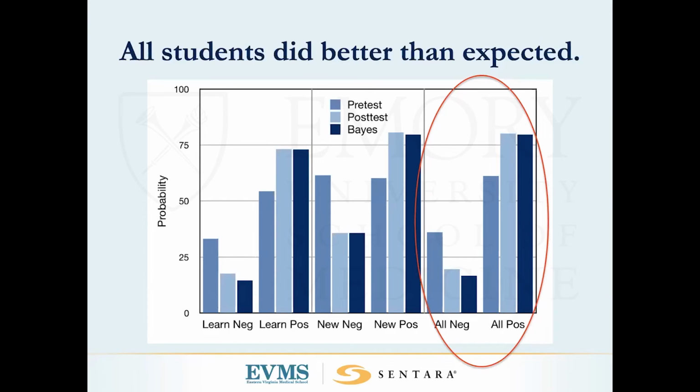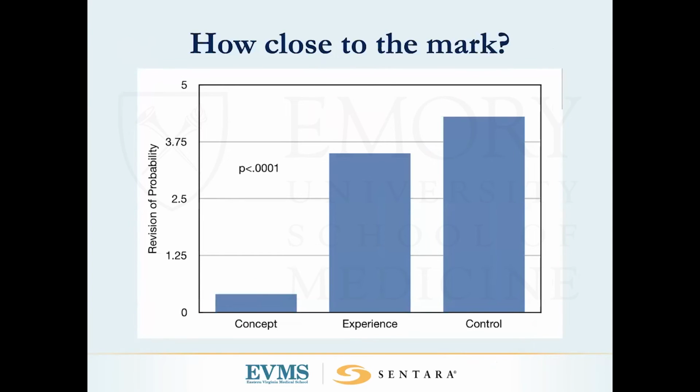This is among negative test results and positive test results. On the average, the students were pretty close to the calculated post-test probability. But how close were they to the mark? The students that were randomized to receive the video of the concepts of Bayesian reasoning did statistically better than patients who were given the examples or the control group.